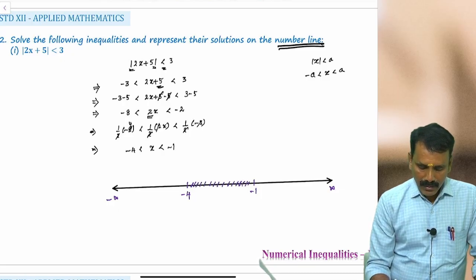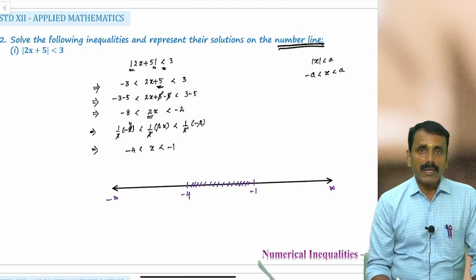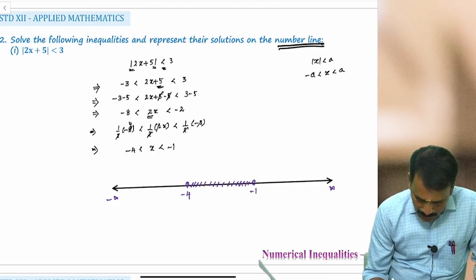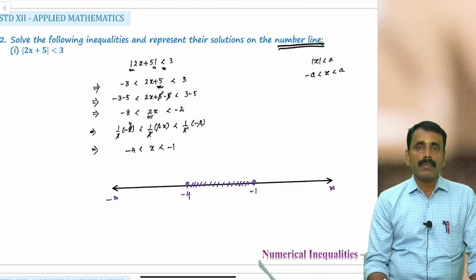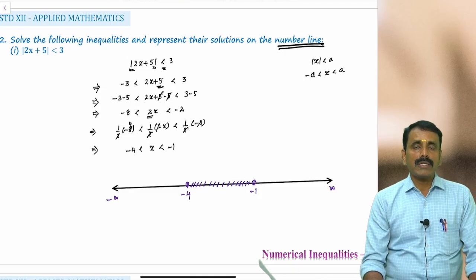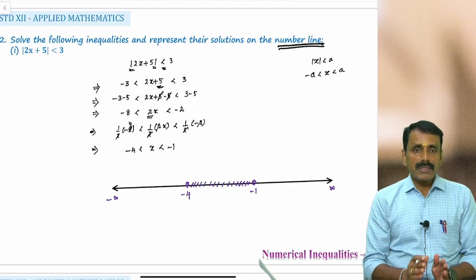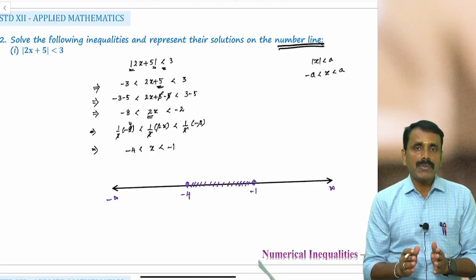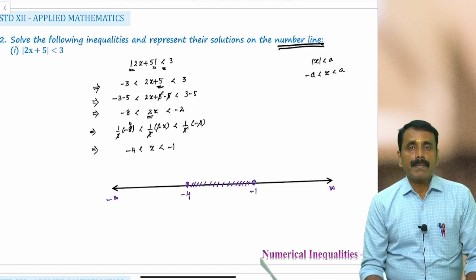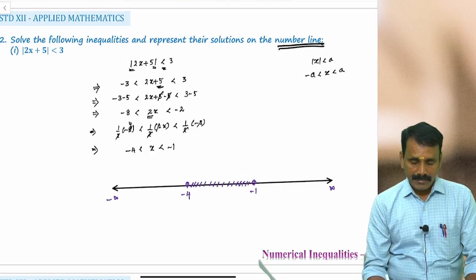minus 1. And clearly there is no equal to symbol in the inequality, so we must not include the end values. So we put a circle over minus 4 and minus 1. We are not going to shade that part. It indicates we are excluding the end values. Is it clear? So it is similar to the method which we used in the previous problems. One extra part here is that we are finding the solution and marking it on the real line, the number line.